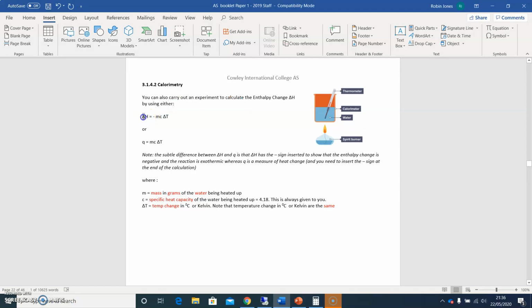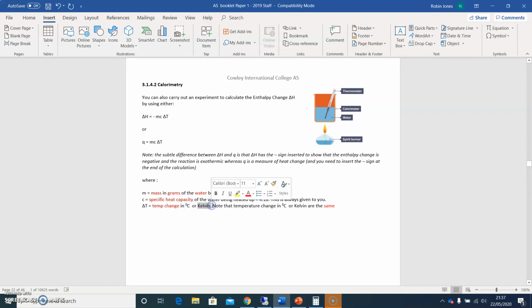Triangle T. Remember, just as before, triangle, delta, the Greek letter D, stands for change. Change in T is temperature. So let's say the thermometer started at 10 degrees C and went up to 30 degrees C. So it's gone from 10 to 30. 30 take away 10 is 20. It's gone up by 20 degrees Celsius. Okay. The temperature change is in degrees C.